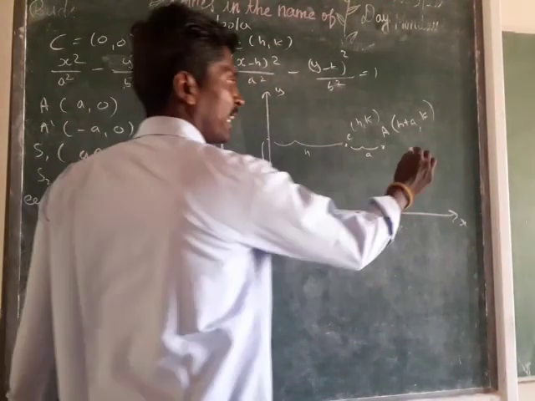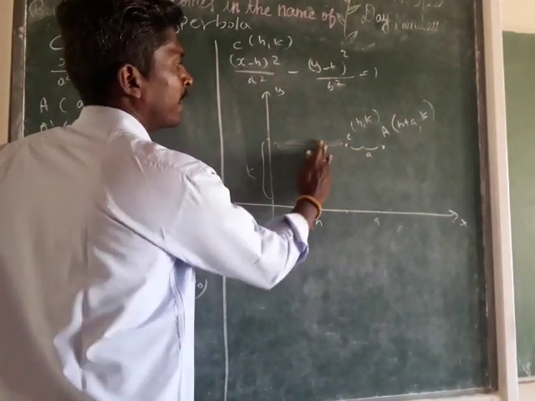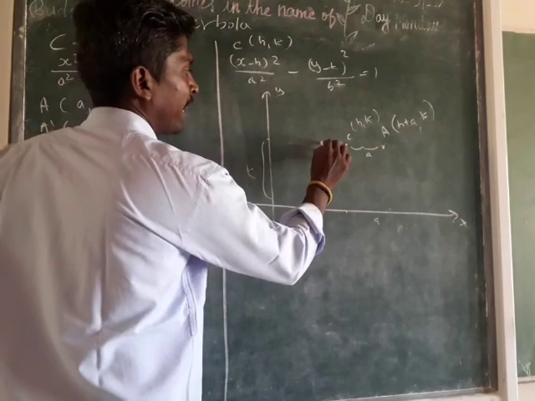Then here S1 will come. Then we come to A dash. So A dash is before the center here, if we take A dash here.